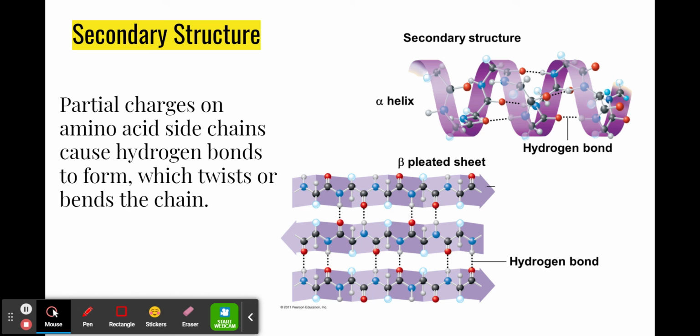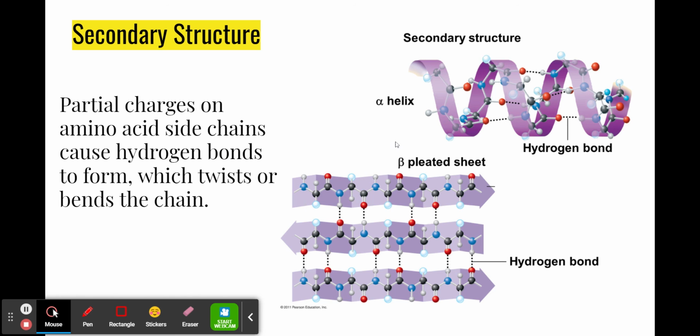Now we know that as soon as this chain gets released, amino acids have their own chemical properties. Some of them are going to have positive charges. Some of them are going to have negative charges. And we know opposite charges attract. If you happen to have amino acids with those opposite charges near each other, well, they're just naturally going to start to gravitate and pull towards one another. And this is what we're going to end up with for secondary structure.